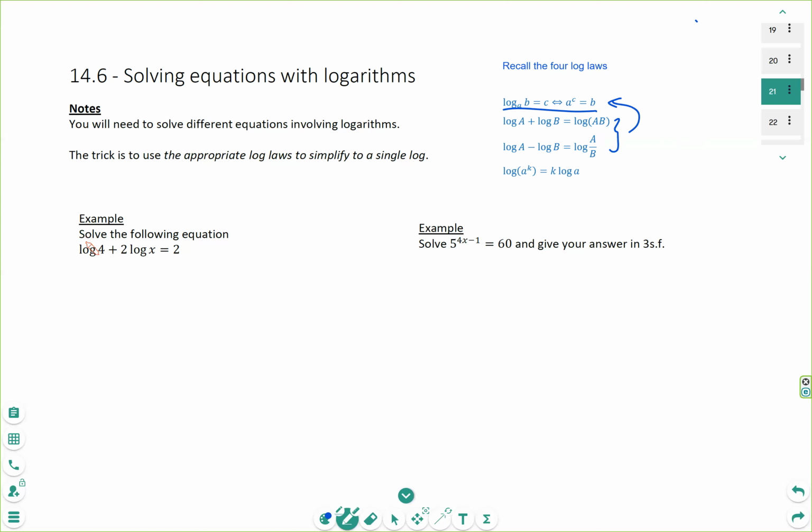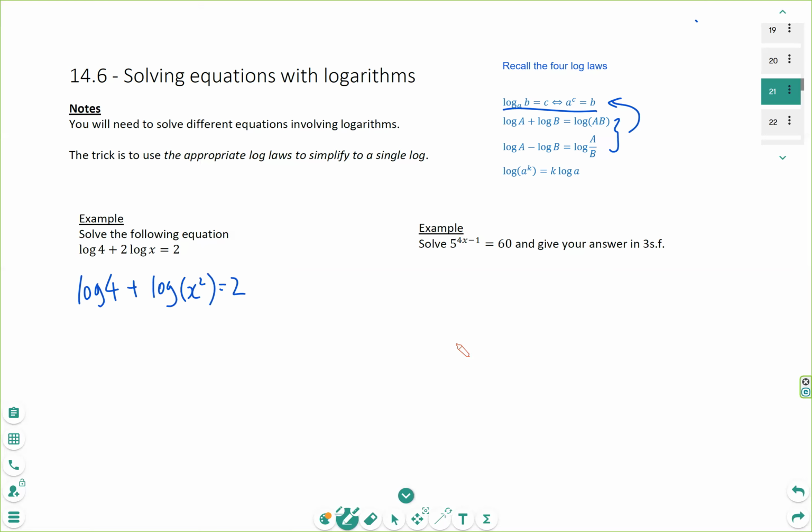So anyway, example: solve the equation log 4 plus 2 log x equals 2. First of all, think about which law we need to apply here. Definitely the base law, as I just said a few sentences ago, and the power law for 2 log x. So we can use the power law to clean the log first. So log 4 plus log x squared equals 2.